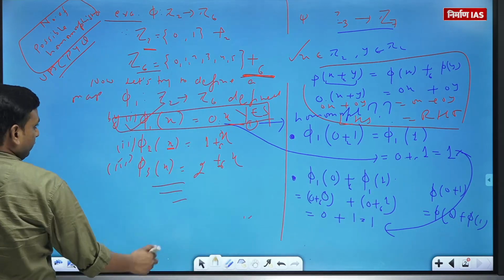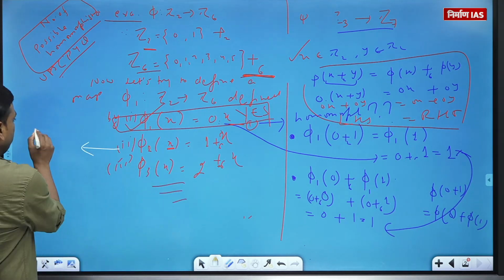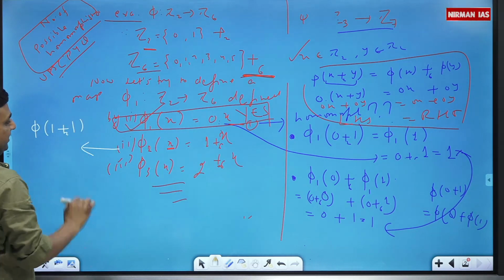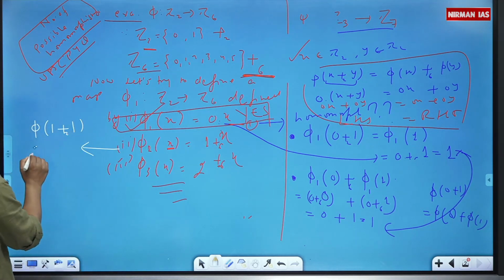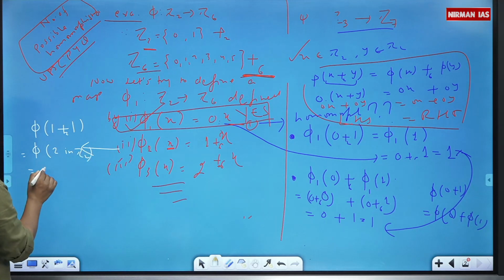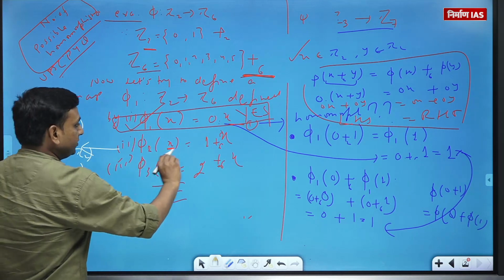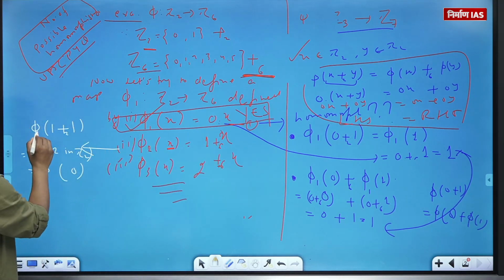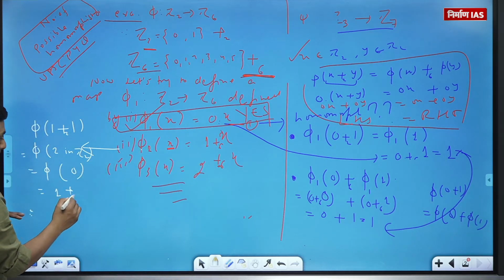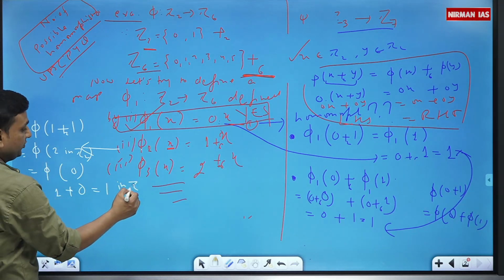Let's check whether this works or not. Suppose that I want to check phi of 1 plus 1. Which is in addition modulo 2. So this will be phi of 1 plus 1, which is 2 in Z2, that means phi of 0. And phi of 0 by this formula, because phi 2 you are taking, will be 1 plus 0, where plus means addition modulo 6. That is 1 in Z6.